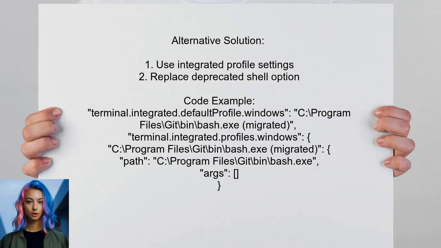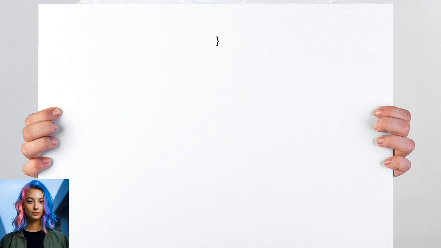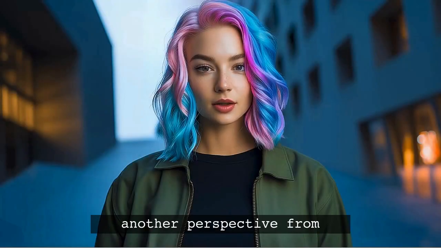An alternative approach to changing your default terminal in Visual Studio Code is to use the Integrated Profile settings. This method replaces the older shell option, which has been deprecated. Let's check out another perspective from a different user.